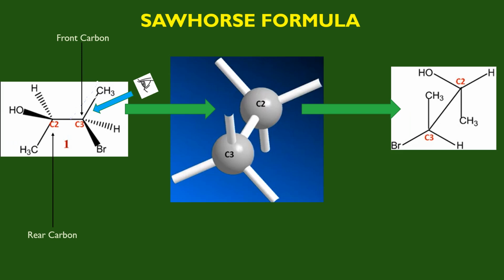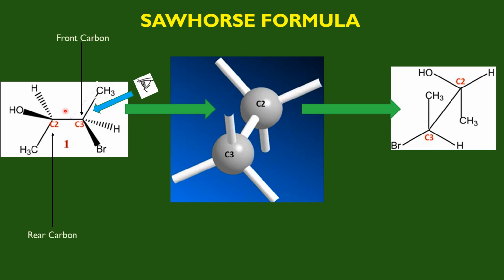This is the perspective formula of 3-bromo 2-butanol. Now I am viewing the molecule by standing near this C3 carbon. This is the front carbon for me, and C2 is at the back, that is the rear carbon. When I view the molecule from this direction, the molecule looks like this. This is how I can represent the three-dimensional structure on the paper. This is the perspective formula.